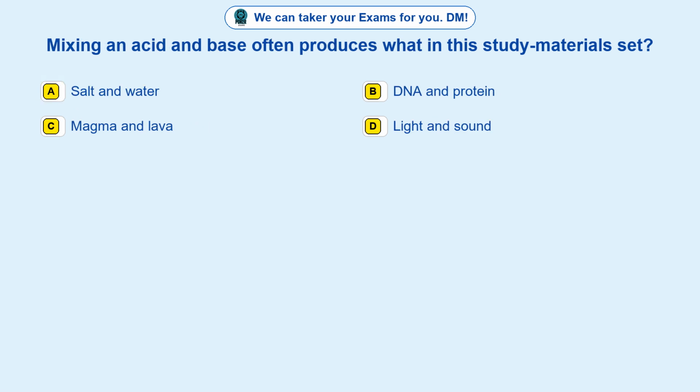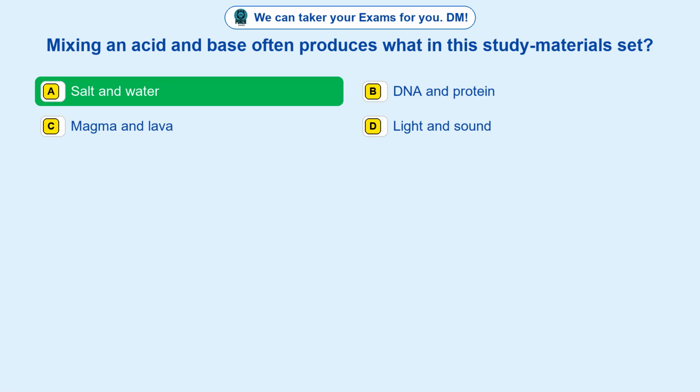Question 38. Mixing an acid and base often produces what in this study material set? Option A, salt and water. Option B, DNA and protein. Option C, magma and lava. Option D, light and sound. The correct answer is option A, salt and water.